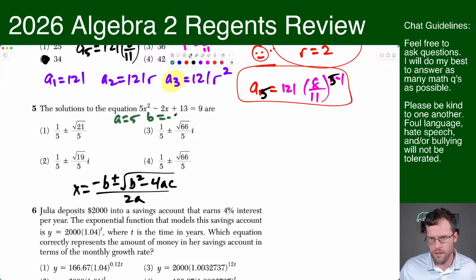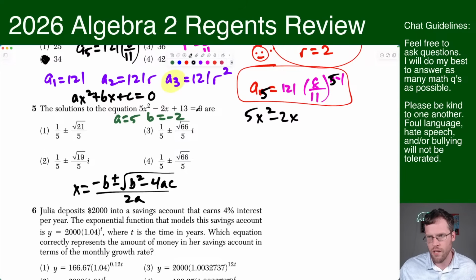The b value is negative 2. And be careful here. It's tempting to say the value c is 13, but remember, it's ax squared plus bx plus c equals 0. So we should get 5x squared minus 2x, and I go minus 9 on both sides. So when I do 13 minus 9, I get 4, so plus 4 is equal to 0.